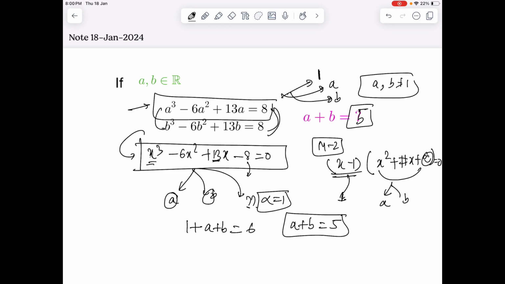Of course we don't want a and b to be equal to 1, because 1 is already there, so they need to be distinct. So the sum of roots will directly be minus b by a, and that will become nothing but 5 as the answer.